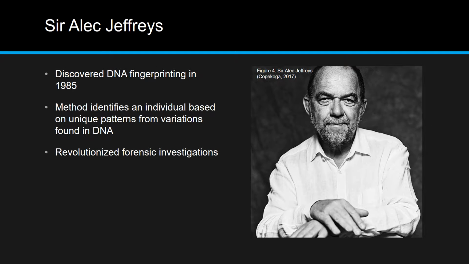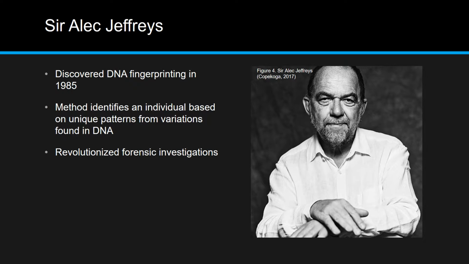It was only in 1985 when this man, Sir Alec Jeffreys, a geneticist from the University of Leicester, discovered a technique which identifies an individual based on unique patterns from variations in DNA. In other words, his discovery demonstrated a single test could distinguish everyone on Earth except for identical twins.